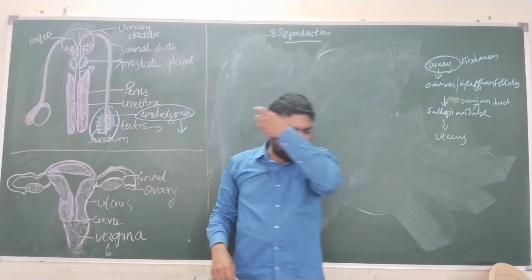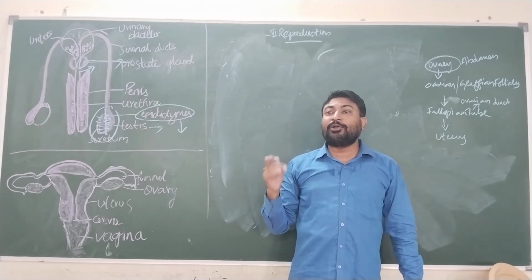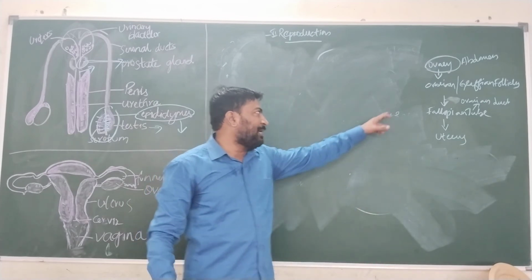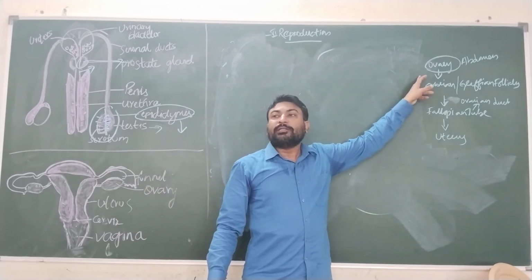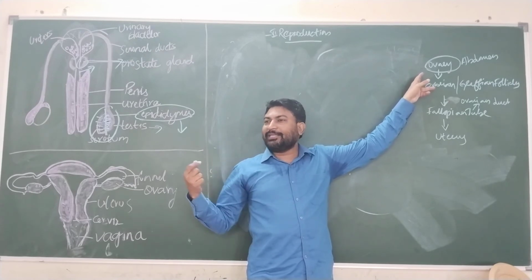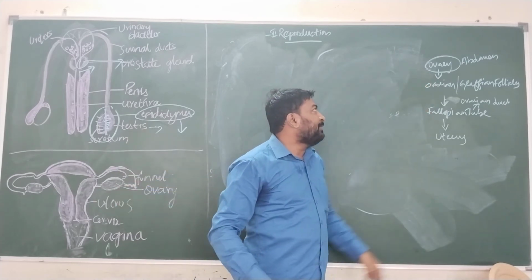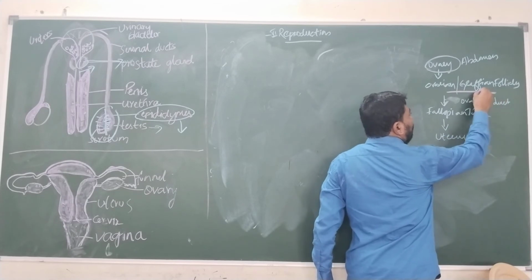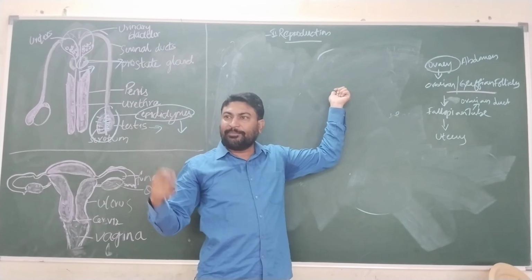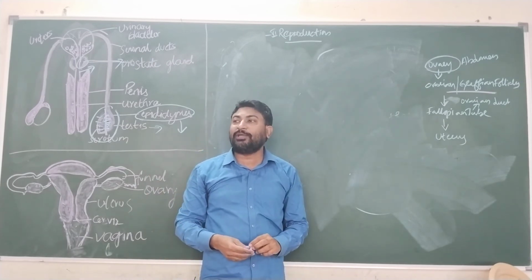Now, if we see the structure of the female reproductive system, it is completely present in the abdominal cavity. That means it is present inside the body of female living organisms. There are a pair of ovaries, one on each side of the vertebral column, present in the lower abdomen. Inside the ovary, there are Graafian follicles, similar to the seminiferous tubules. You compare: in males, we have seminiferous tubules. In females, we have ovarian follicles, also known as Graafian follicles.